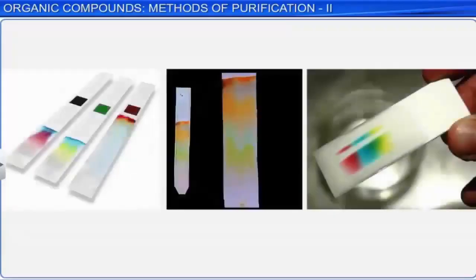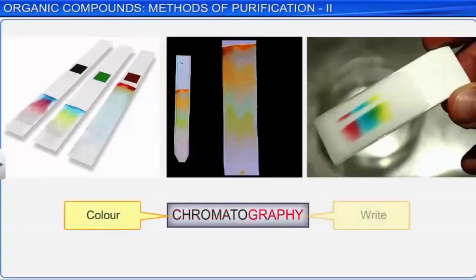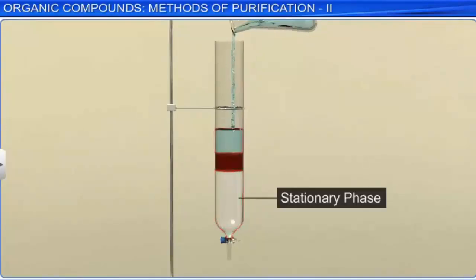Another important method of identifying, separating and purifying compounds of a mixture is chromatography. The name chromatography is derived from the Greek word chroma, which means color, and graphein, which means to write. The principle behind this technique is the differential adsorption of various components of a mixture on a fixed or removable phase called stationary phase under the influence of moving phase called mobile phase.